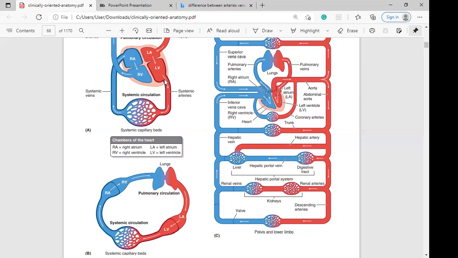The artery carries oxygenated blood except one, the pulmonary artery. The veins carry deoxygenated blood except one, the pulmonary vein. And the largest artery is the aorta. The largest vein is the vena cava.